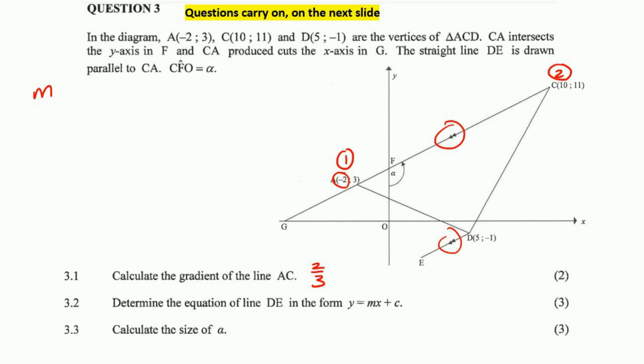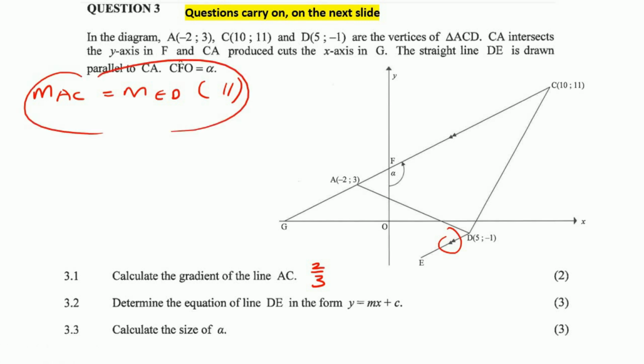You can call it whatever you want to call it actually. You can call it GC or GA or GF. It doesn't matter as long as you call it this line. We can just say that the gradient of that line, so let's call it AC because that's what we used earlier, is the same as the gradient of ED. Why? Because they're parallel. You don't have to show them this in the test. I'm just making some notes for us. Okay, so they are parallel, right?